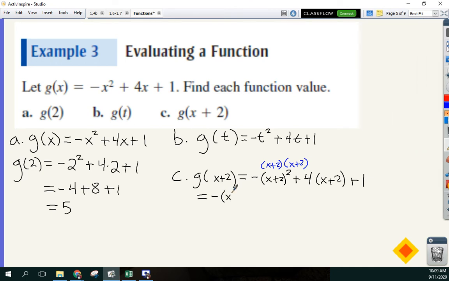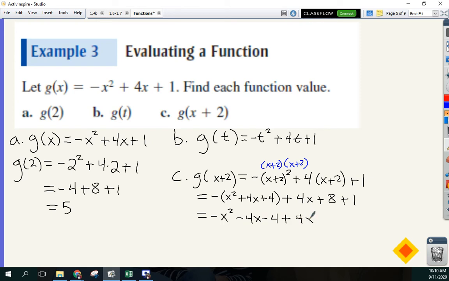So we would end up with x squared. Then we would get plus a 2x plus a 2x. So we get plus 4x. And then we have 2 times 2, which gives us 4. Again, distributing our 4 to our next parentheses, and then distributing that negative. So we have negative x squared minus 4x minus 4 plus 4x plus 8 plus 1.